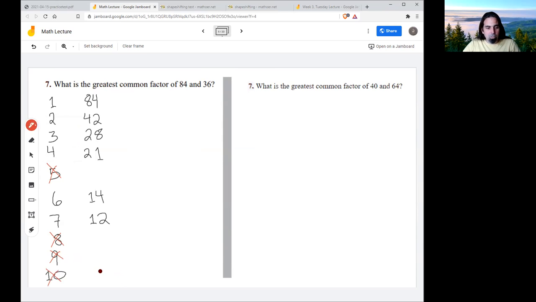And is 84 11 times 11? No. And now we're back to where we started, right? The next number would be 12. So those are all the factors of 84.